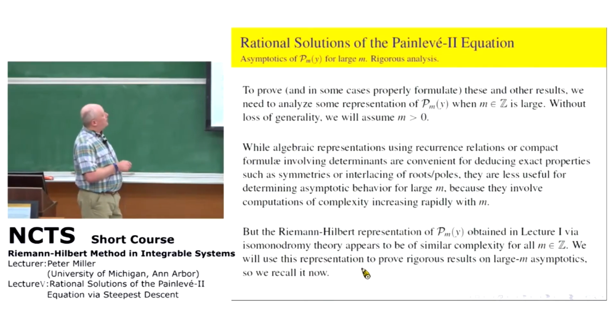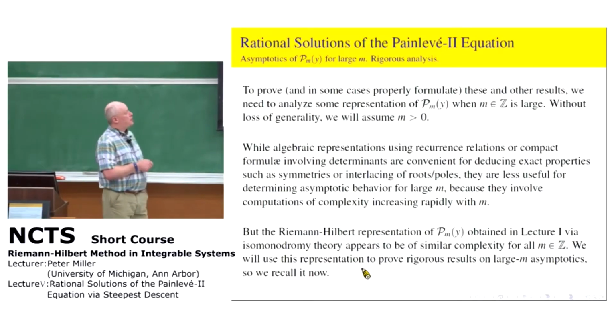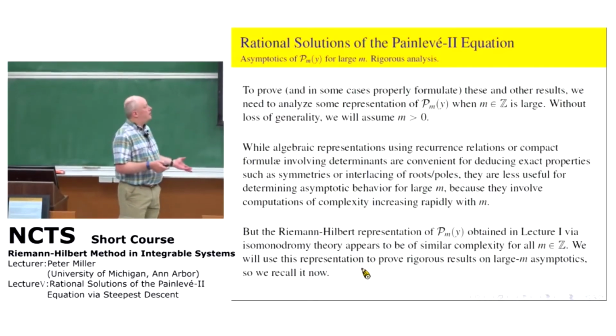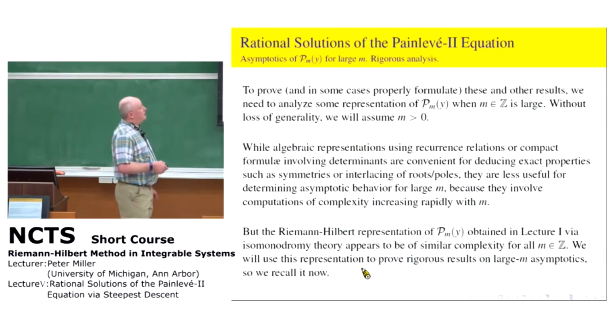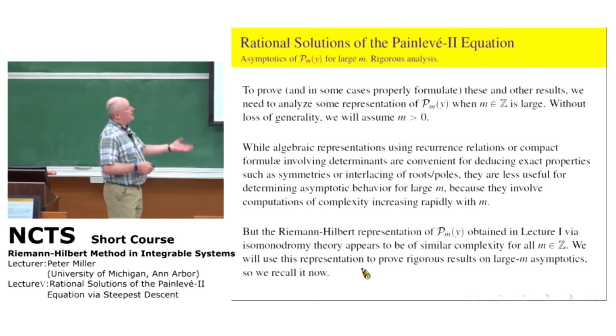So, there are these algebraic representations: determinant formulas of Kajiwara and Ota, Wronskian determinant formulas of Kajiwara and Ota. There's the iteration of the Yablonski-Vorobiev polynomials. All of these techniques can be used to find formulas. But the formulas just become more and more complex the larger m is.